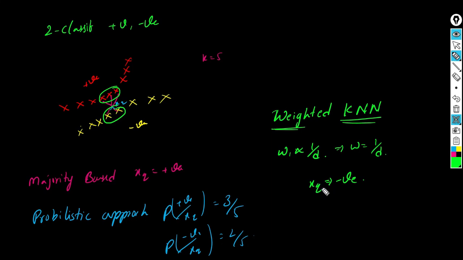It makes more sense about the query point. Instead of the majority based approach, the probability approach gives a little more sense, and by using the weighted KNN, it improves the sense further. This is one disadvantage we can avoid by using the probabilistic and weighted KNN approaches.